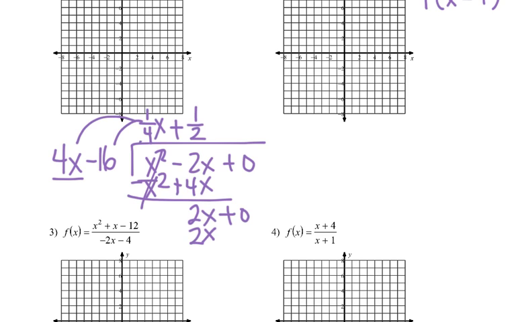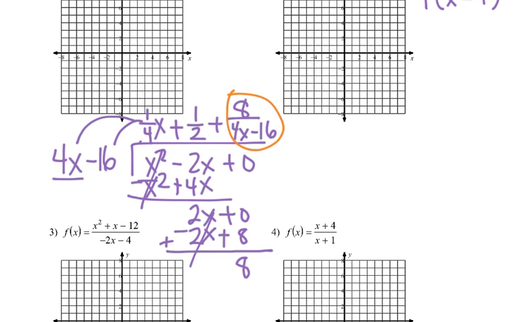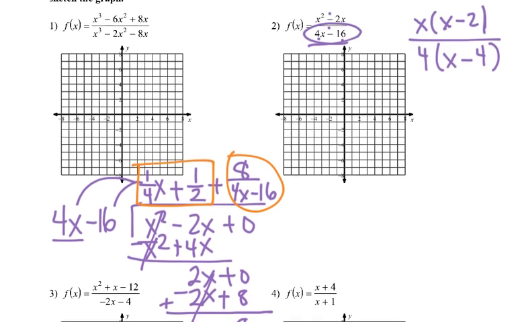1/2 times negative 16 would give me negative 8. And we change the sign and add those, which gives us 0, and we get 8. Okay, so we have a remainder of 8, so plus 8 over 4x minus 16. But we don't pay attention to that remainder. We just pay attention to that linear part. That's going to be our horizontal asymptote.